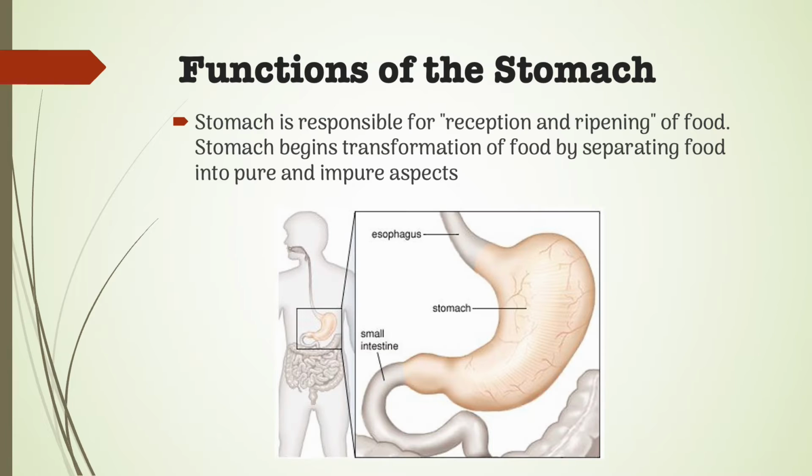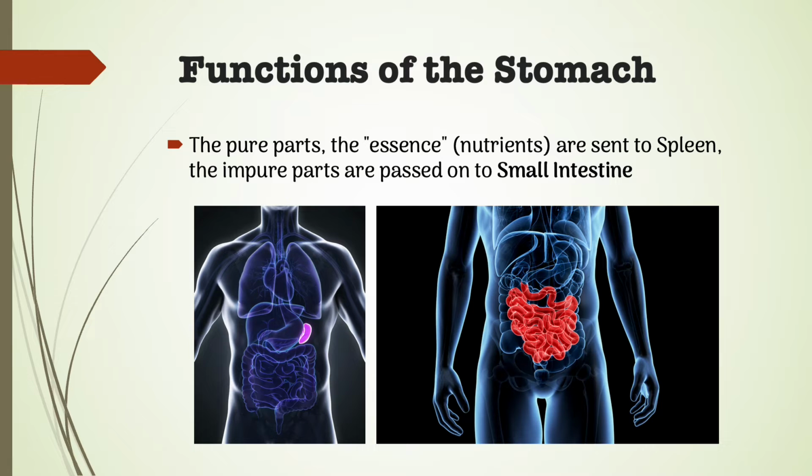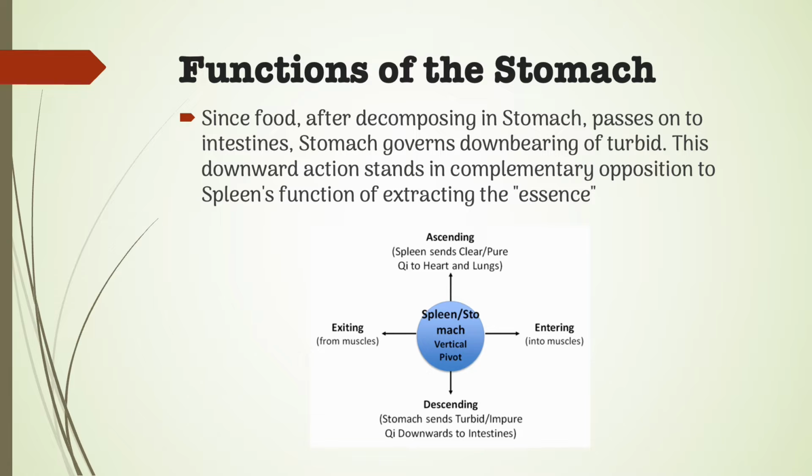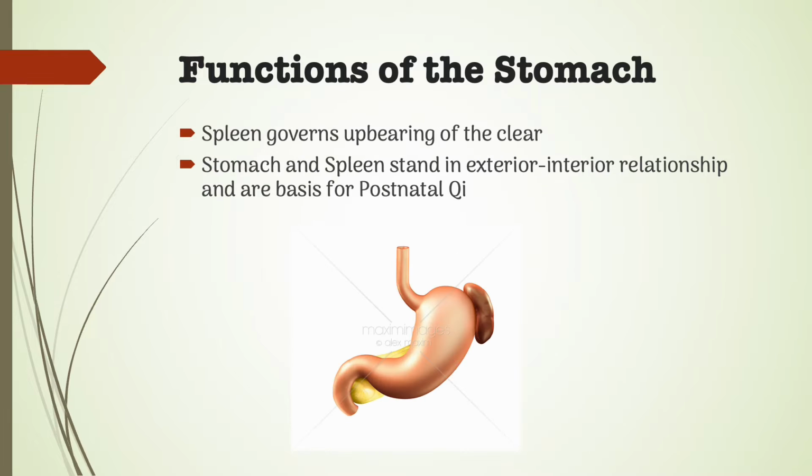Stomach functions. Stomach is responsible for reception and ripening of food. Stomach begins transformation of food by separating food into pure and impure aspects. The pure parts, the essence, or the nutrients, are sent to the spleen. The impure parts are passed on to the small intestine. Since food, after decomposing in the stomach, passes on to intestines, the stomach governs downbearing of turbid. This downward action stands in complementary opposition to spleen function of extracting the essence. Spleen governs upbearing of the clear. Stomach and spleen stand in exterior-interior relationship and are the basis for postnatal qi.